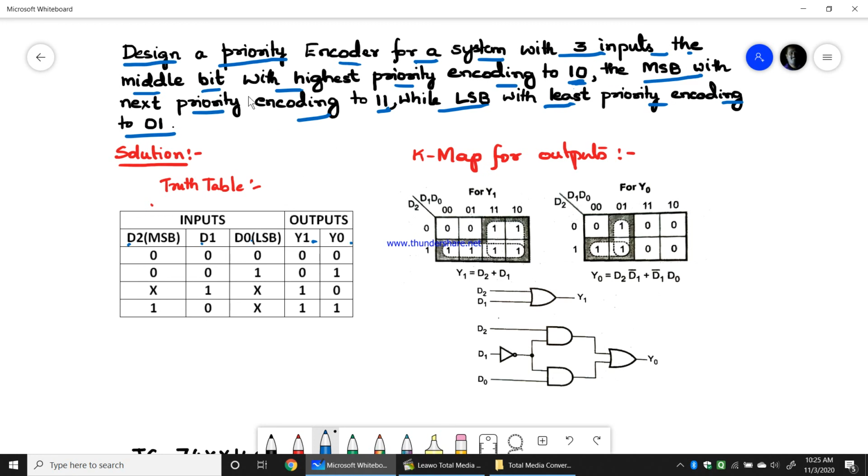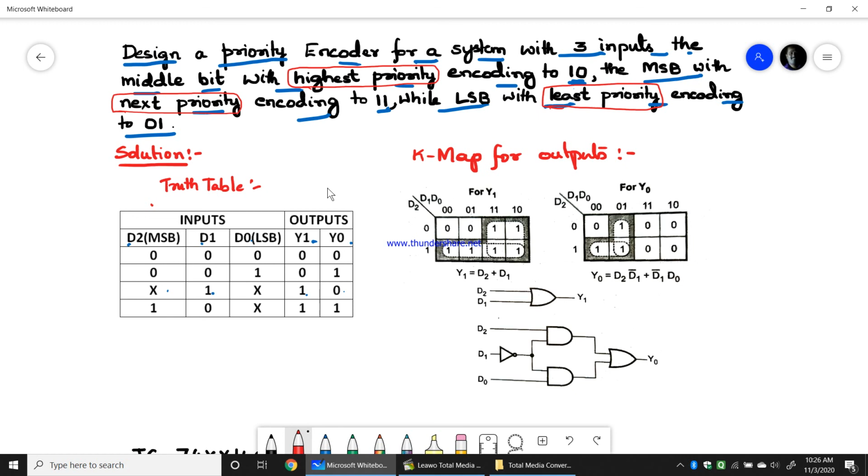In the first line it says the middle bit with the highest priority encoding to 1 0. So this is the middle bit. Irrespective of the value of the other 2 bits, the highest priority is given to D1 if D1 is 1, and that will take 1 0. Then it says the MSB with the next priority encoding to 1 1. This word is very important: next priority, and then highest priority, and least priority.